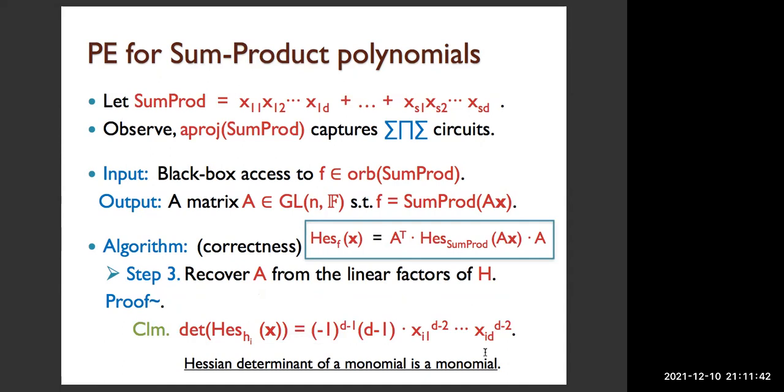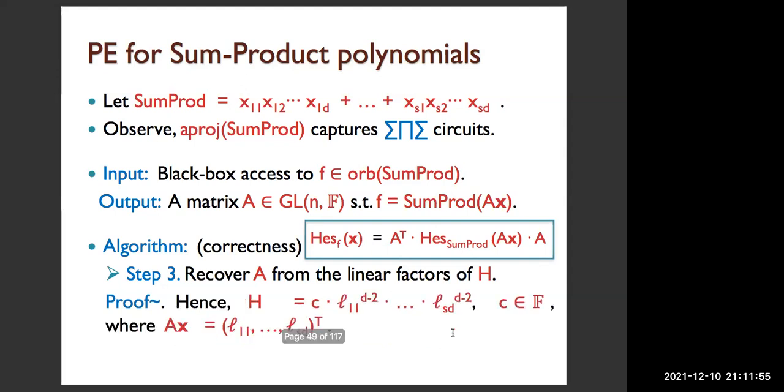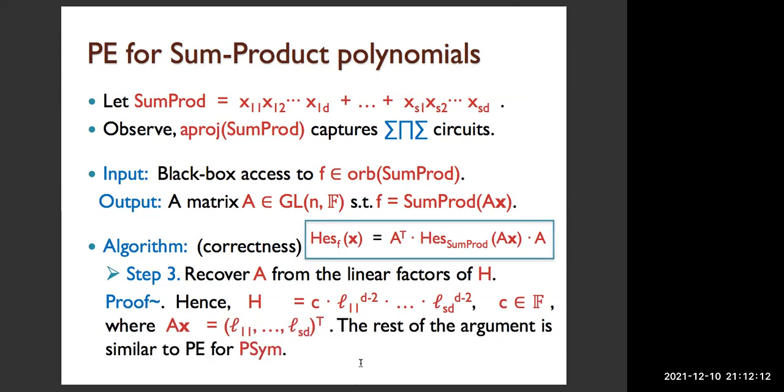It's basically the same monomial raised to the power d minus 2. I'm not giving a proof of this, but the proof is not that difficult to work out. Because of this, if you look at the overall Hessian, it will again look like sums of products or sums of powers of the linear forms L1 to Ls. Again you factorize and get access to the linear forms, and from this point the argument is the same as that of the power symmetric polynomial. All right, so sounds good.